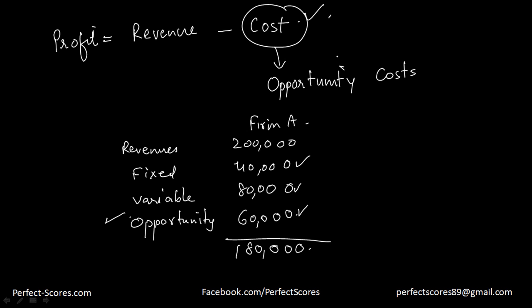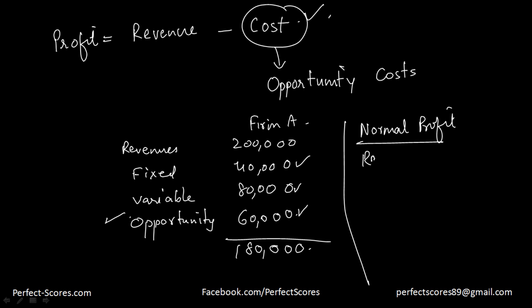Fine. So you have to involve the opportunity cost as well when it comes to this cost, right? So in economics terms, how would you define normal profit? Normal profit is when your revenue is equal to cost. When this value is equal to 0, that is what we call normal profit when it comes to economics.